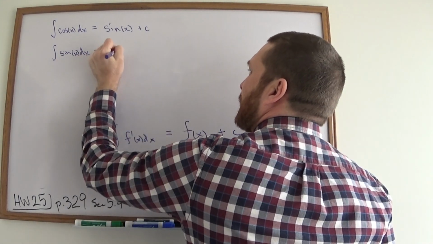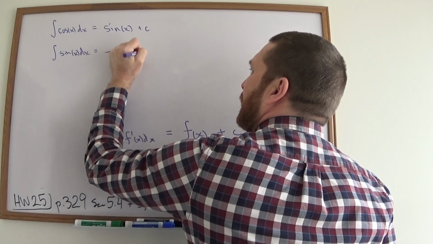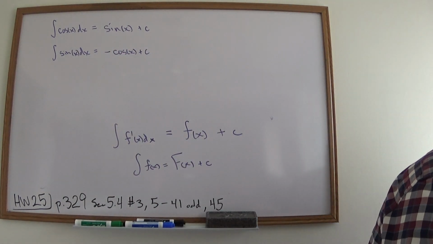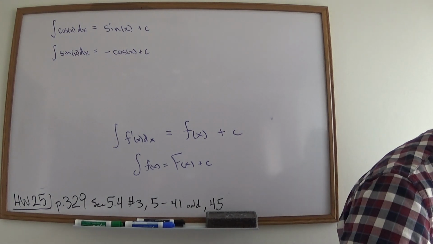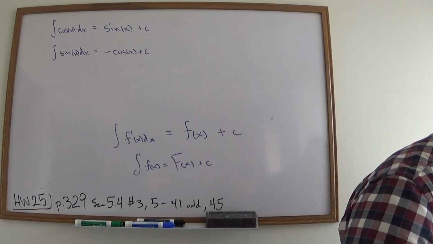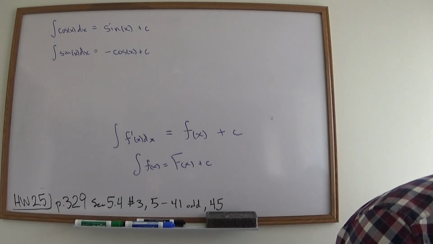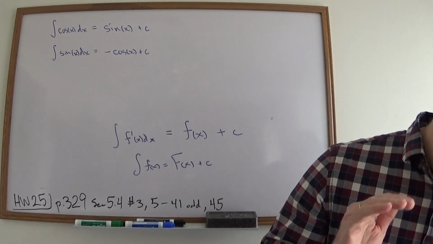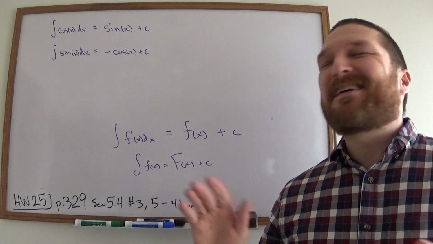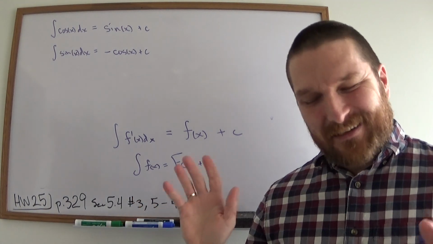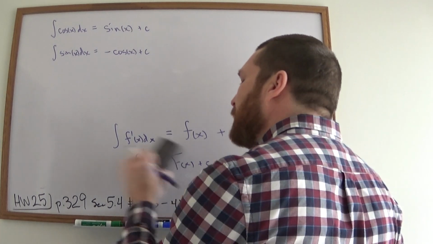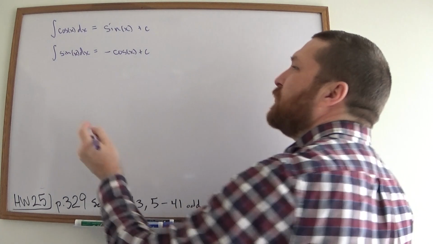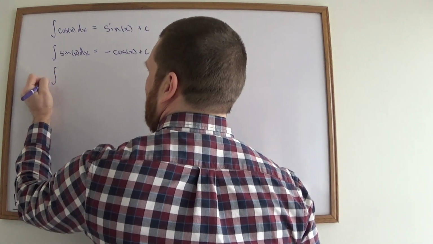Negative cosine of x plus c. Alright, let's do a couple more. And this, we're going to go through a table that's in your book. The ones I'm about to do right now, I'll never remember. Like, I do not remember these. And for at least while you're in this class, it would behoove you to memorize these next ones right here.